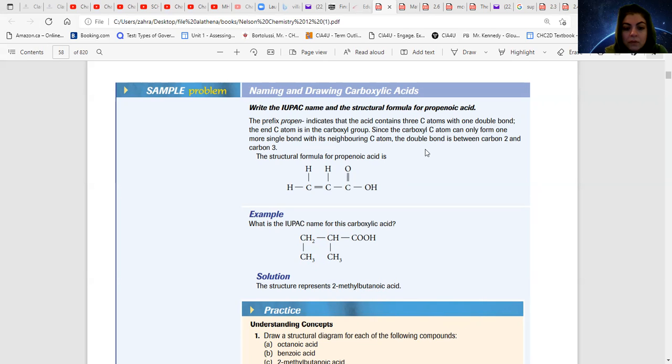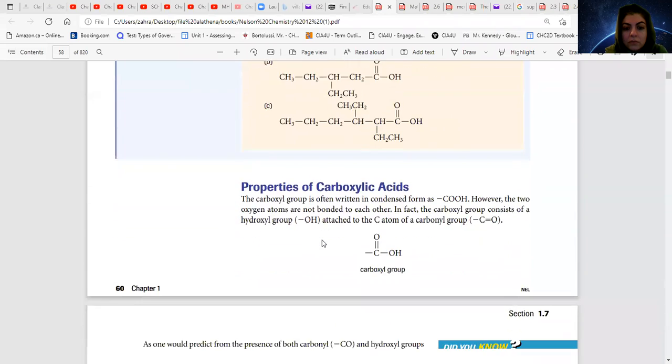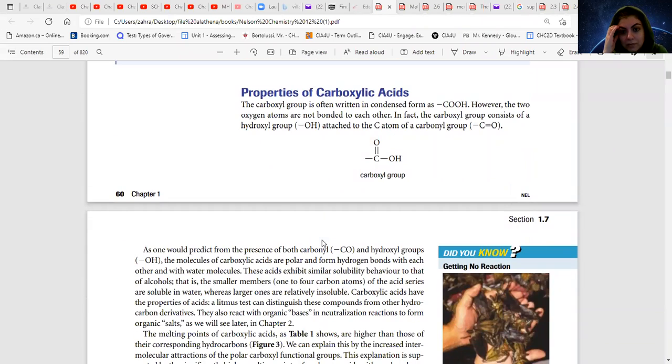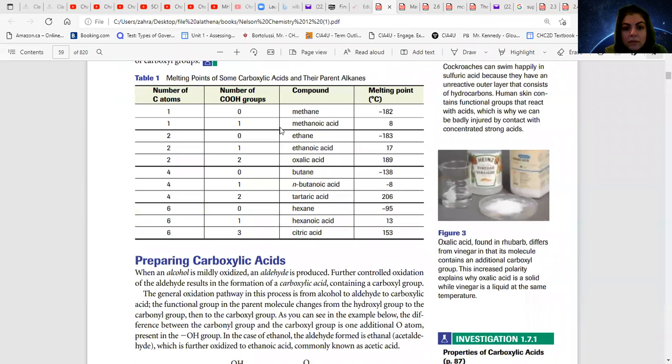So the student does question number 1 and 2, properties of carboxylic acid. This is the carboxyl group, double bond to oxygen, single bond OH. As you see, comparing methane to methanoic acid, the carboxylic acid has that OH, which is very polar. So of course the boiling point is going to be much bigger. As your oic acid gets bigger and bigger, your boiling point is increasing.